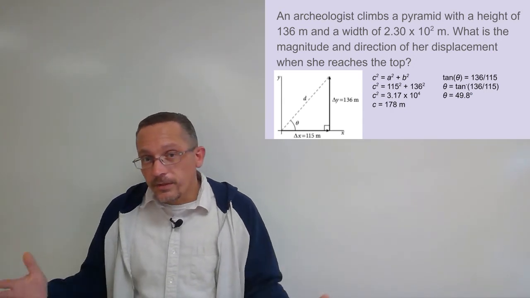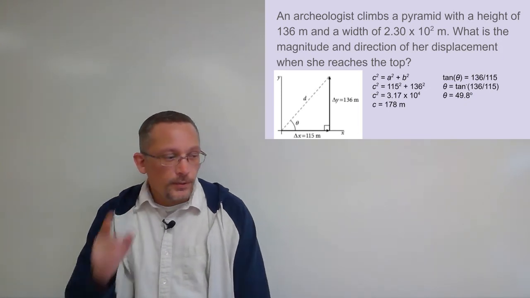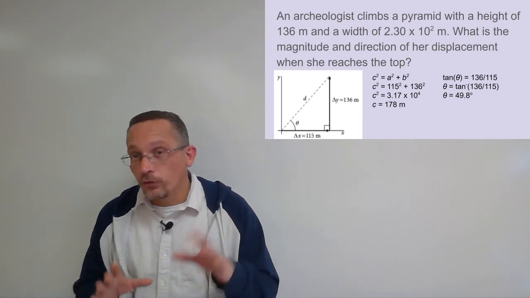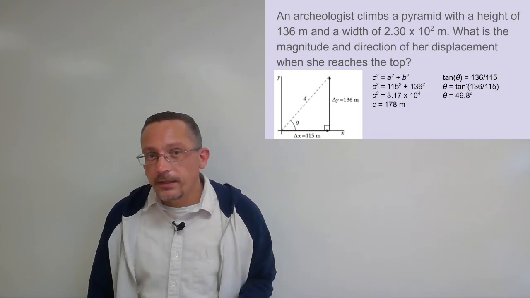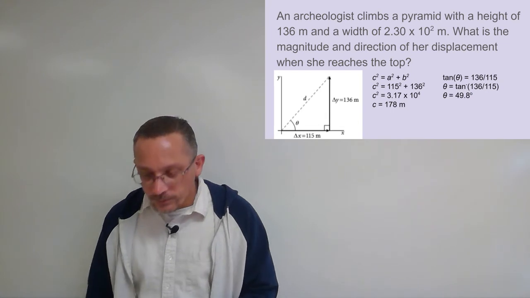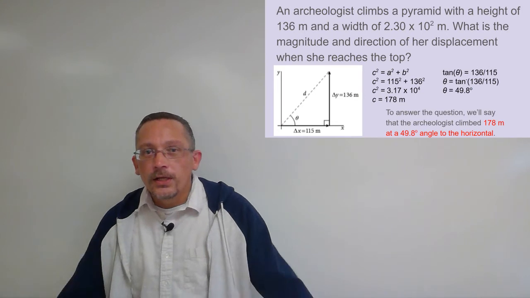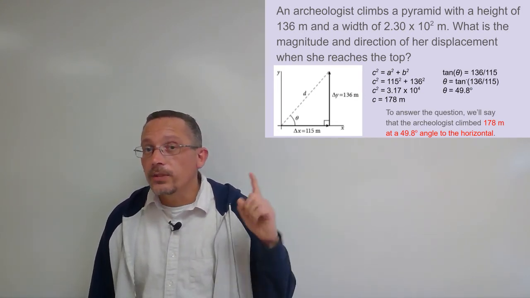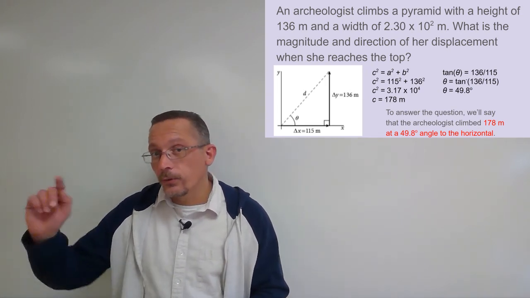So I'll do the tangent inverse of 136 over 115, which you punch into your calculator. Now be careful, those of you in math class might be working in radians instead of degrees. Make sure your calculator is set correctly. When I type that in, my calculator is set to degrees, and I get 49.8 degrees. So I can put those two together and answer the question. They asked me, what is the magnitude and direction of her displacement? I'm going to say it was 178 meters at an angle of 49.8 degrees to the horizontal.